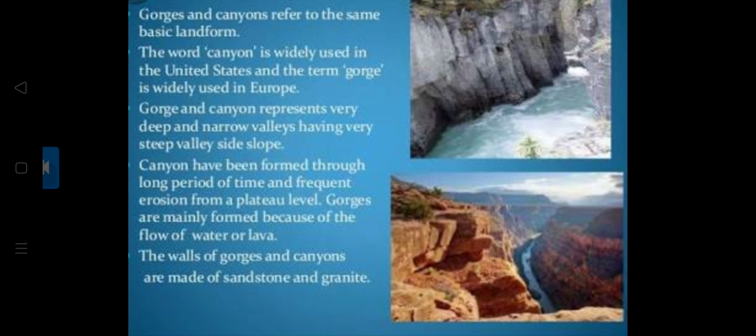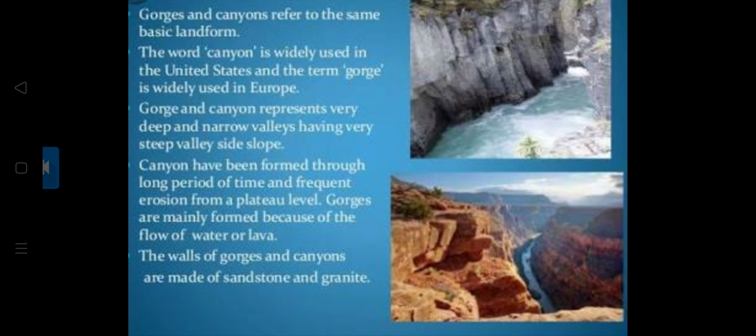Gorges are mainly formed because of flow of water or lava. The walls of gorges and canyons are made up of sandstone and granite. So I hope that's a little bit of information about gorges and canyons.